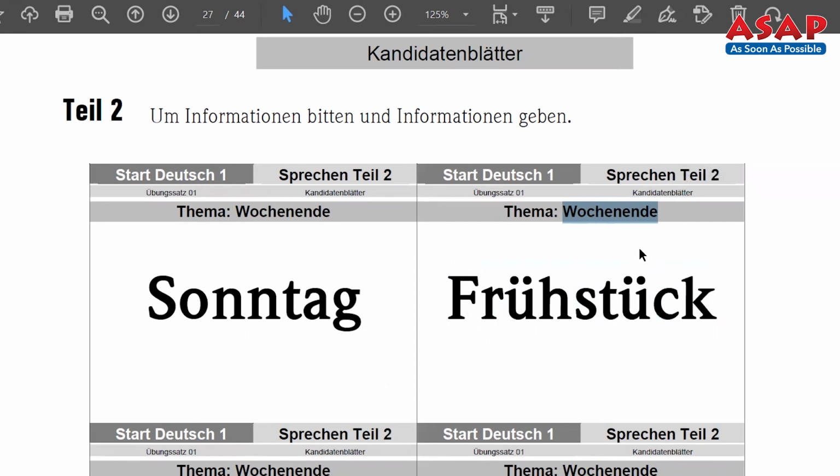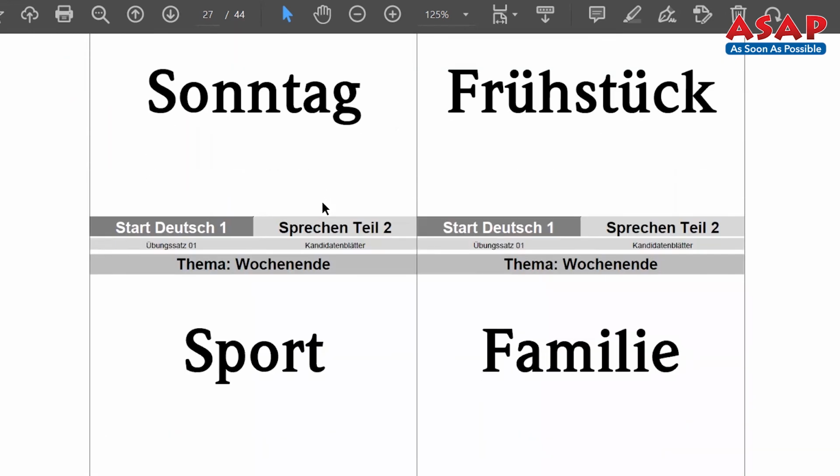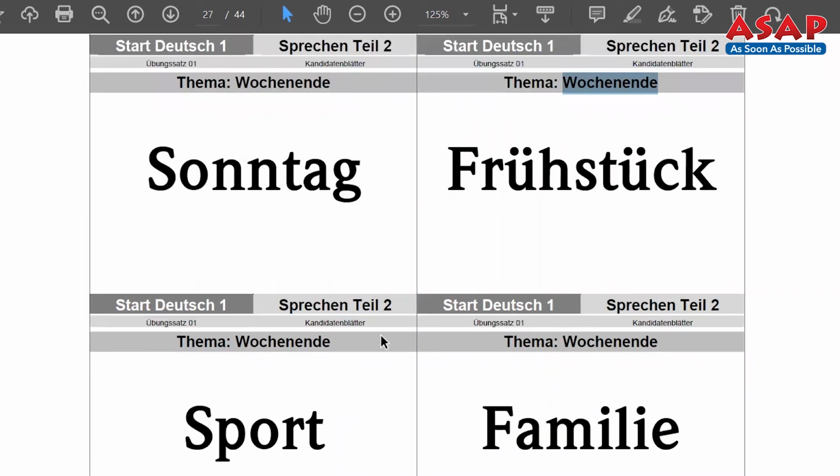Okay, and Frühstück. So combining these two, you need to frame one Jahrenfrage or Wayfrage. Okay, so 3 cards you will get with different themes, not the same. Here you see in every card the theme is same. There will be different theme on every card, and you will have one word on that, and you have to frame 3 questions one by one.